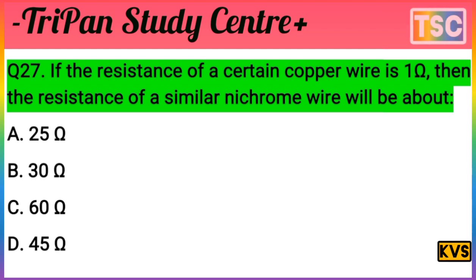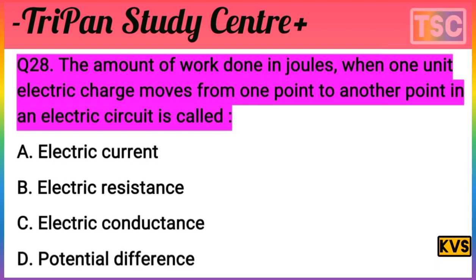Let's see the next question on your screen. The amount of work done in joules when one unit of electrical charge moves from one point to another point in an electrical circuit is called.